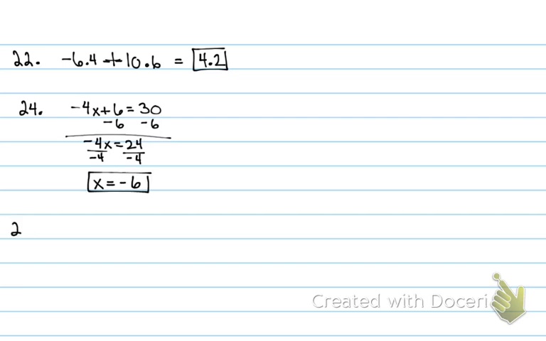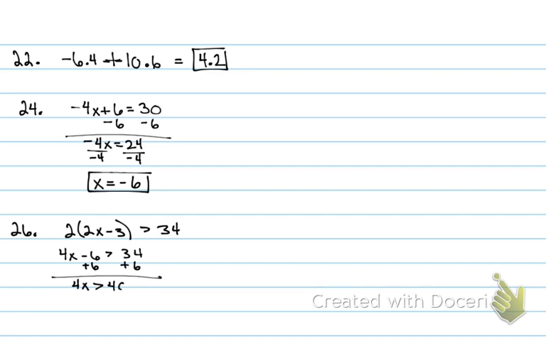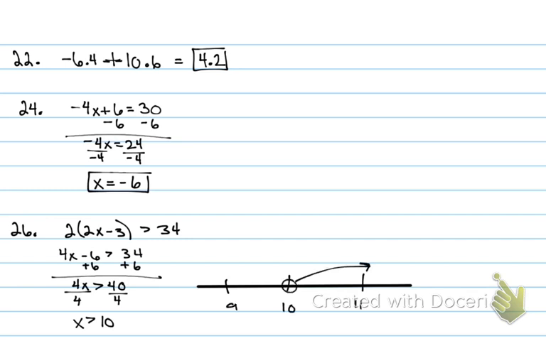All right, number 26. 2 times (2x minus 3) is greater than 34. You must distribute first. 4x minus 6 is greater than 34. Add 6. 4x is greater than 40. Divide by 4, and x is greater than 10. So which numbers would go on my number line? 9, 10, and 11. Open dot or closed? Open, and arrow going right. Okay? All right, number 28.